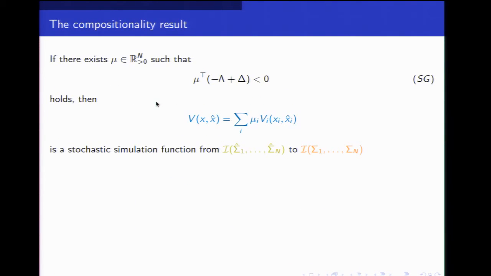If you have these conditions, if there exists a vector mu satisfying this condition, which is somehow a small gain type condition, then the linear combination of the stochastic simulation functions is actually a stochastic simulation function between these two interconnected systems.